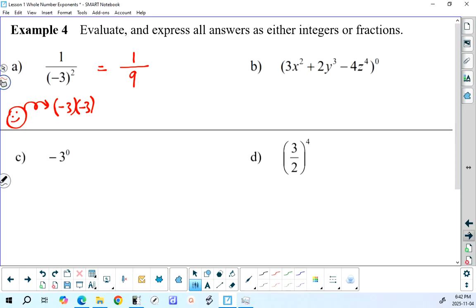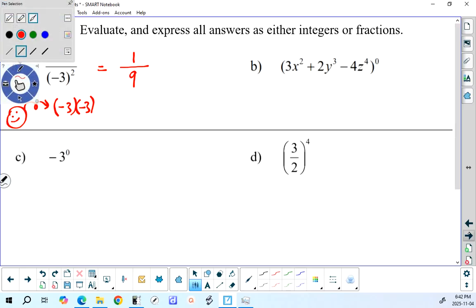Okay, let's take a look at B. Well, B is kind of an interesting one. B has this thing, I'll call it, 3x squared plus 2y cubed minus 4z squared, but it is raised to the 0. So you should know the 0 exponent law means you're going to get 1.